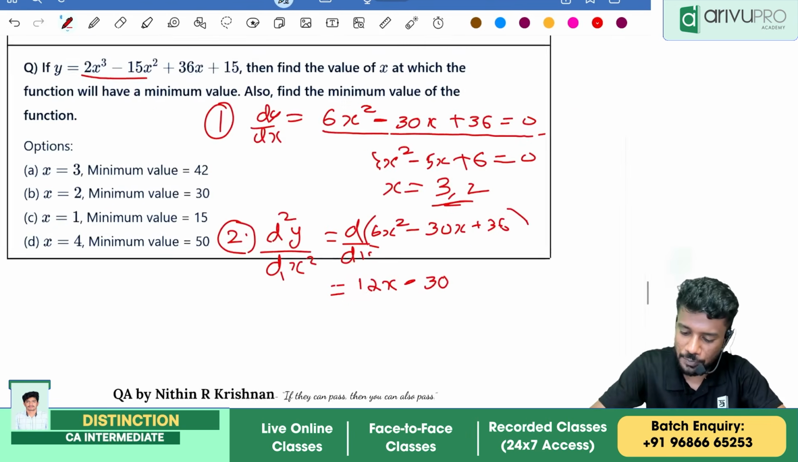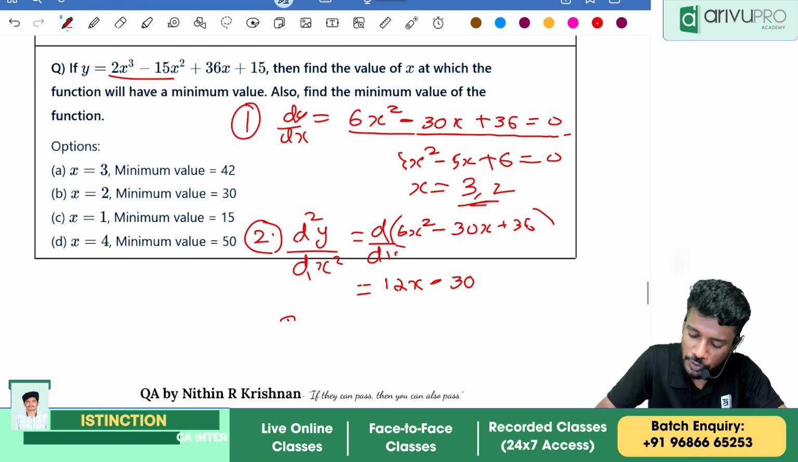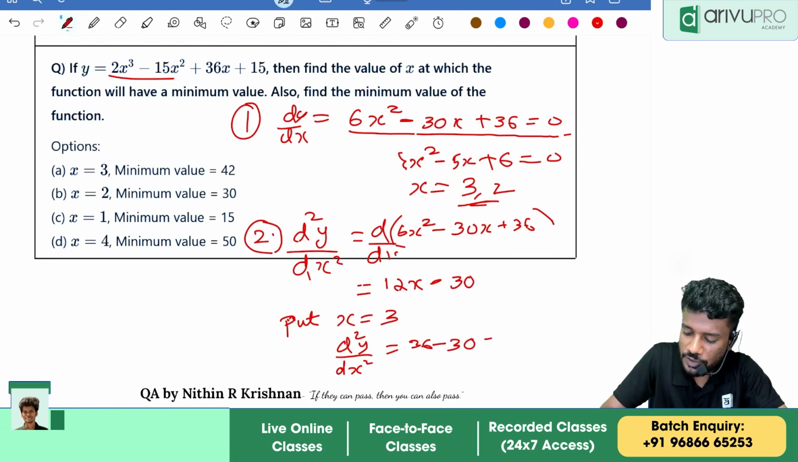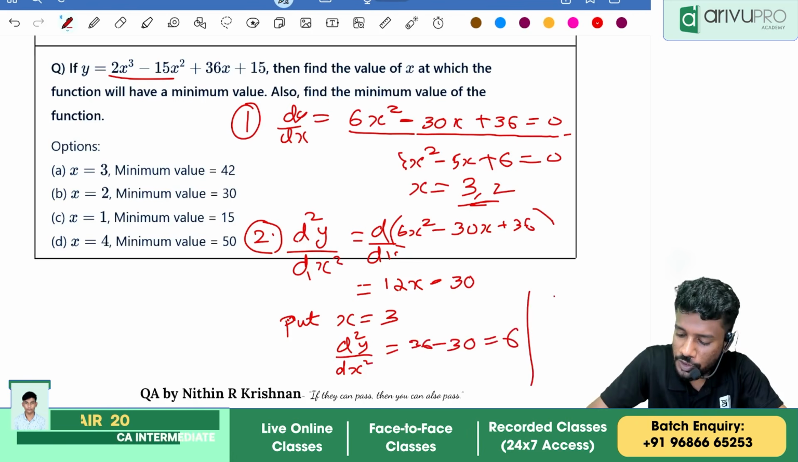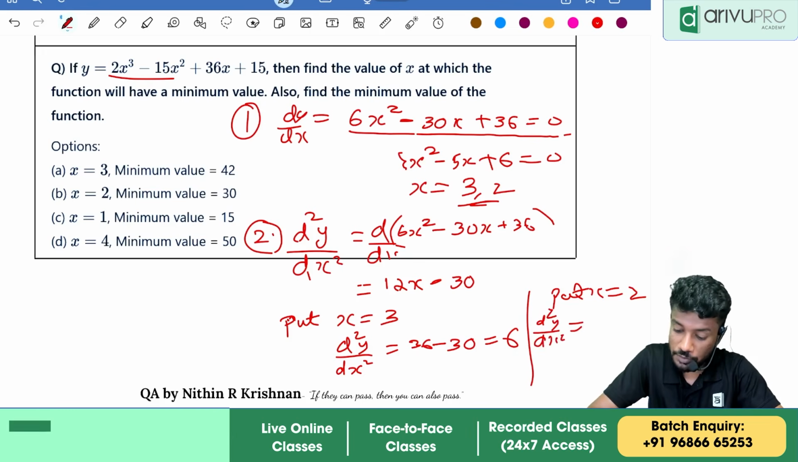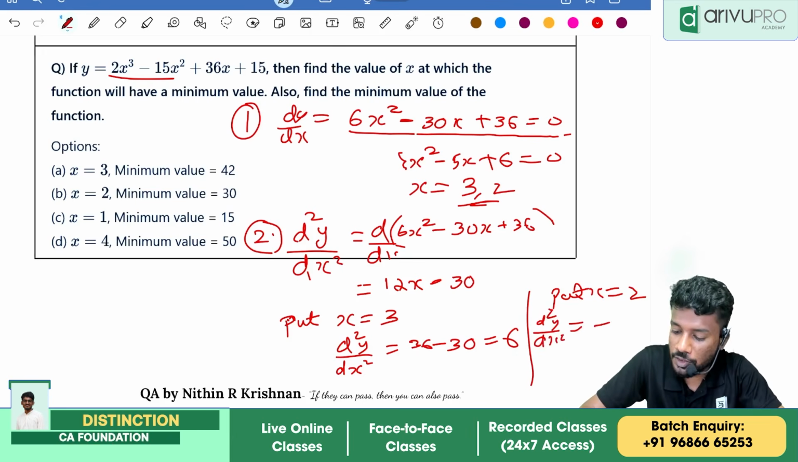Now we will substitute the x values. Put x is equal to 3. Then d square y by dx square is how much? 36 minus 30, which is equal to what? 6. Put x is equal to 2. Then d square y by dx square is how much? That is minus 6. Yes, minus 6.